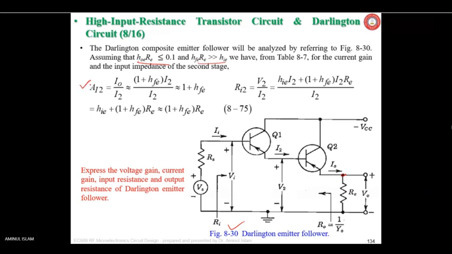Second stage current gain is found here as IO. IO is this current flowing through this. IO divided by I2, where I2 is the input current at the base of Q2. So IO equals 1 plus HFE into I2, isn't it?